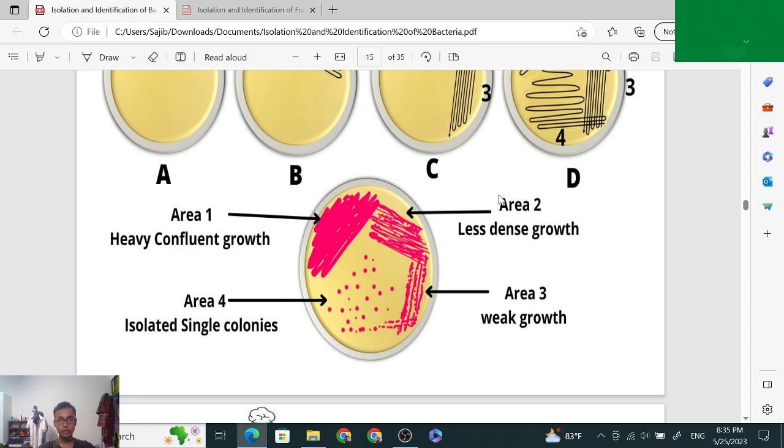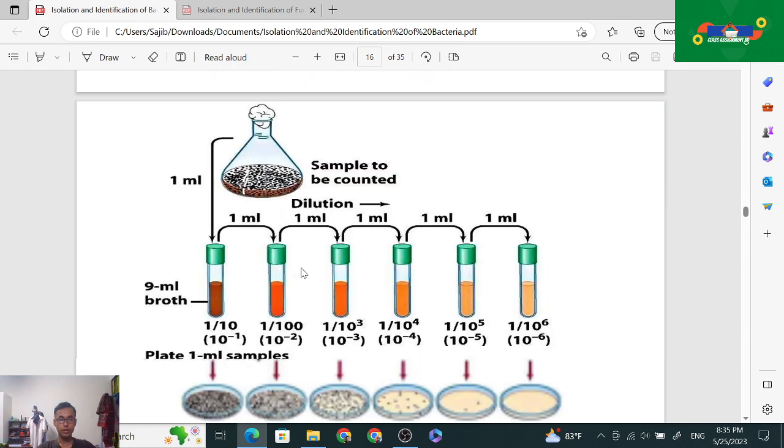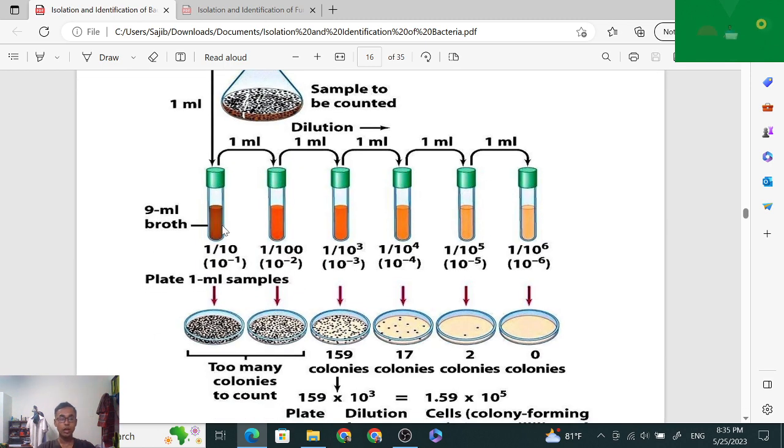Area 2 is less dense growth. Area 3 is weak growth. Area 4 has single growth colonies, we can see. Then the samples we want to count, we have to dilute them. How can we dilute them?